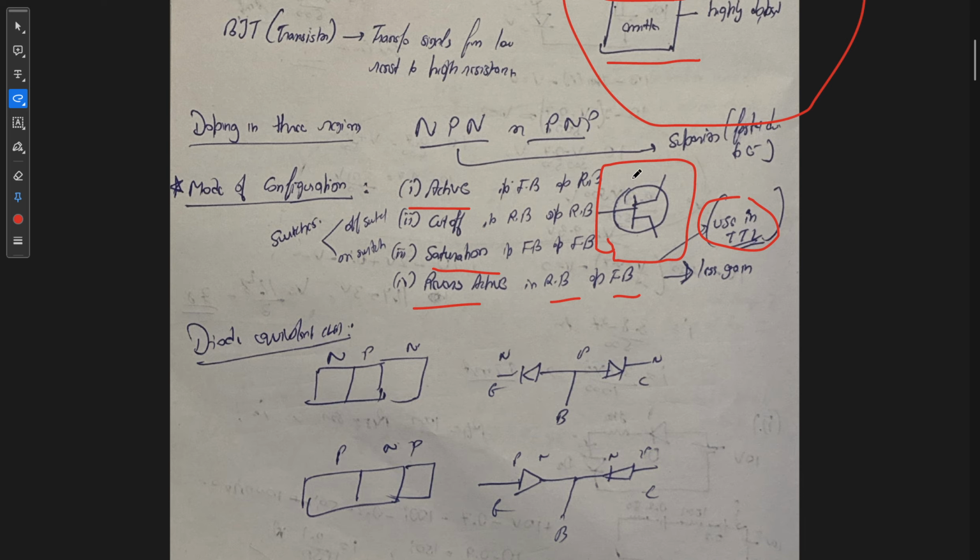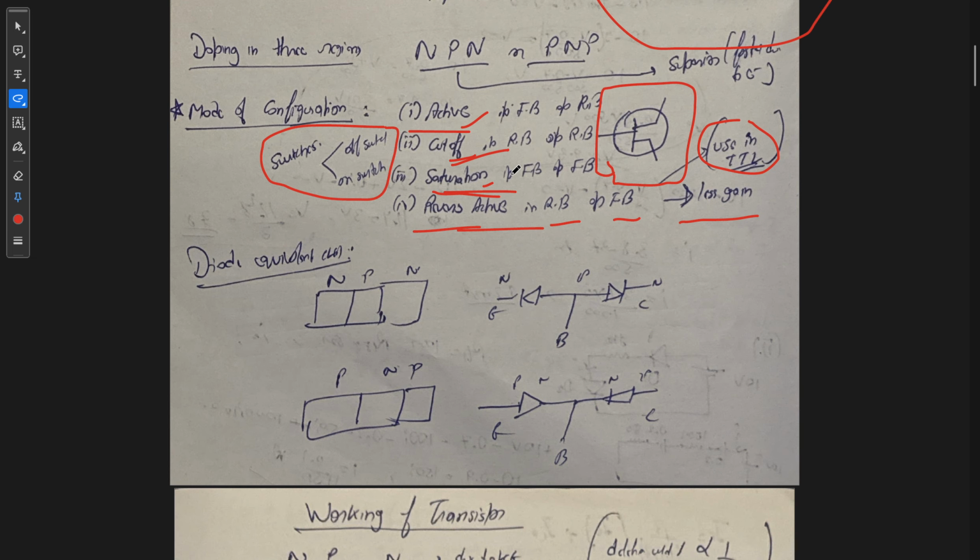The saturation mode is used in digital transfer, like TTL, transistor-transistor logic, and the reverse active mode has only one application. It has less gain. The active mode is used in amplifiers, and the cutoff and saturation modes are both used collectively as a switch. To switch on, we use saturation, and to switch off, we use cutoff.